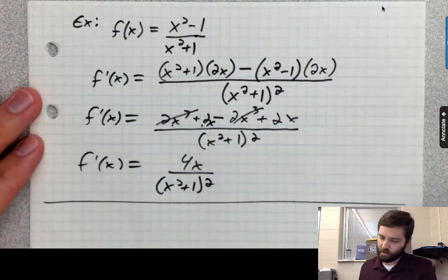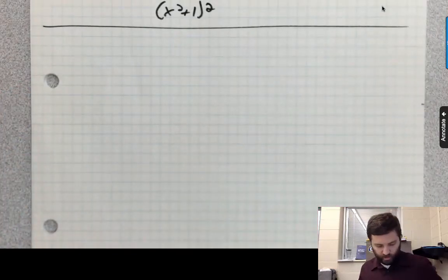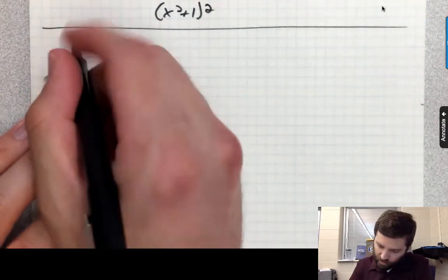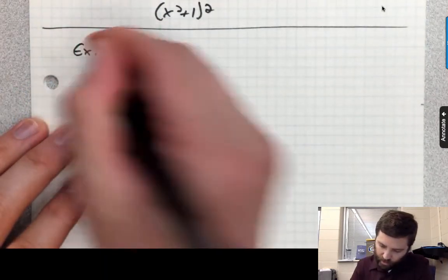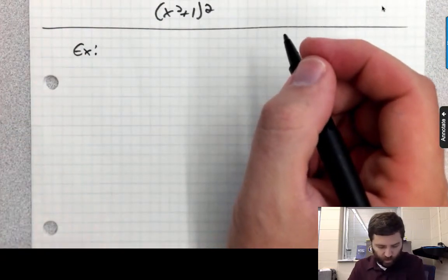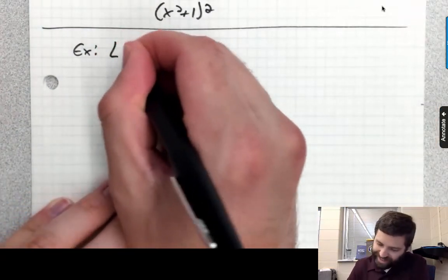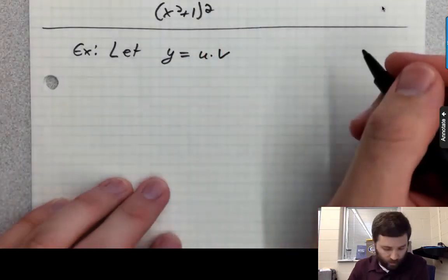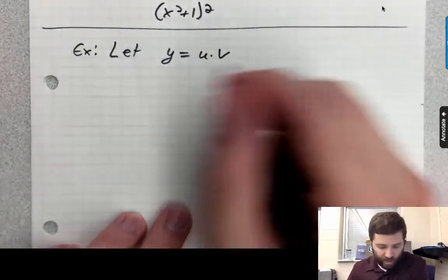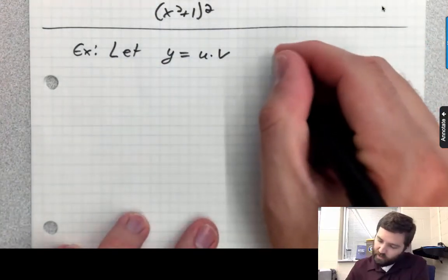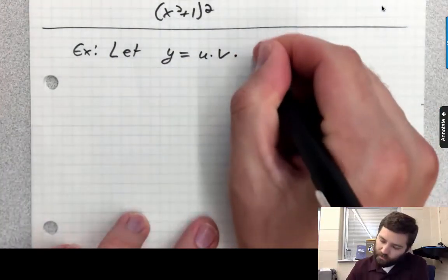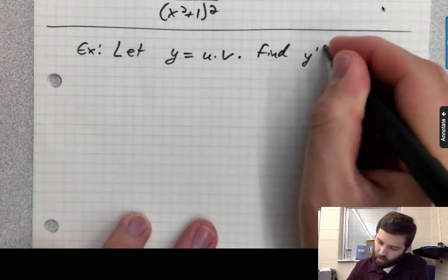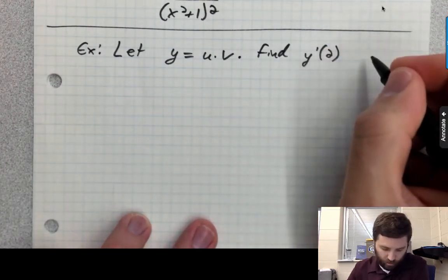All right, so let's move on to something a little bit different here. This is an example that throws students quite frequently, so I think it's worth sticking in the video here. Let's let y equal u times v, where u and v again are both functions, and what we want to do is find y prime of 2 if the following are true.